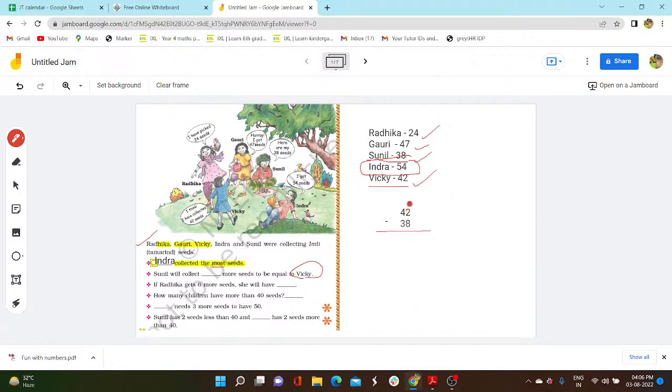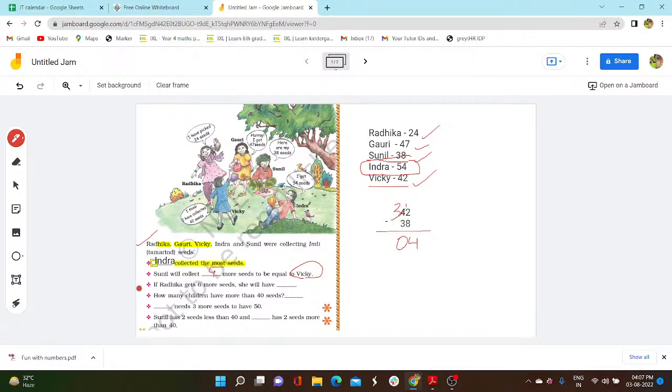So 12 over here, it would be a 3 and this would turn into a 12. So 12 minus 8 would be 4 and 3 minus 3 is 0. So that means Sunil needs 4 more seeds in order to be equal to Vicky, right? Okay, let's move on to the third one.